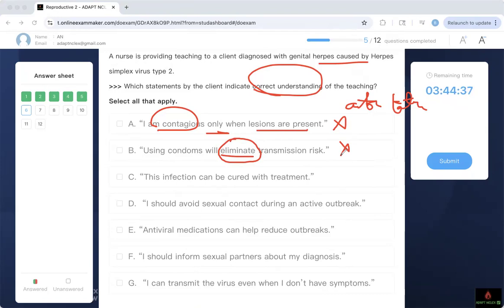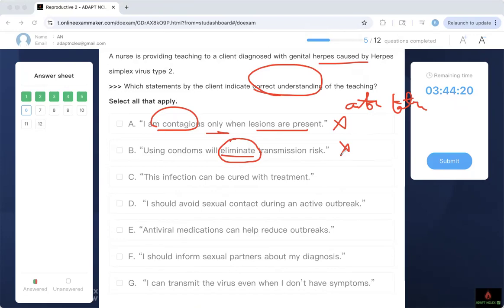The infection can be cured with treatment. No. If you take acyclovir, right, what is it going to do? It's going to decrease. Antiviral medication decreases the severity. Like the same thing: when you take the flu vaccination, you still get the flu. Same thing.